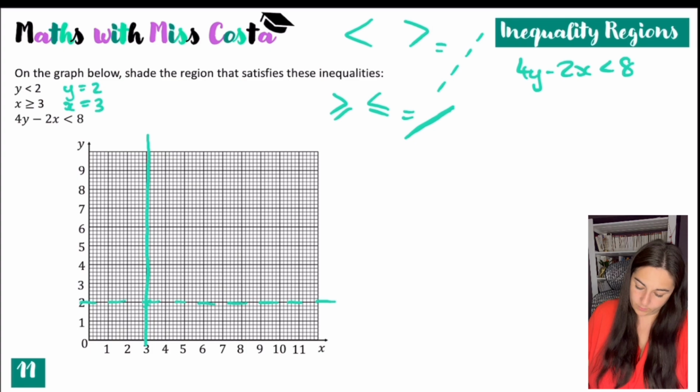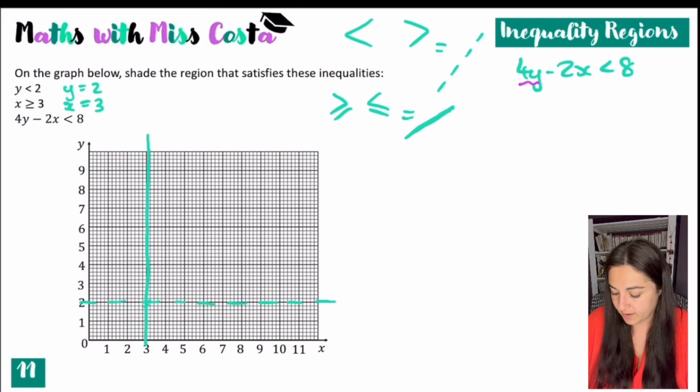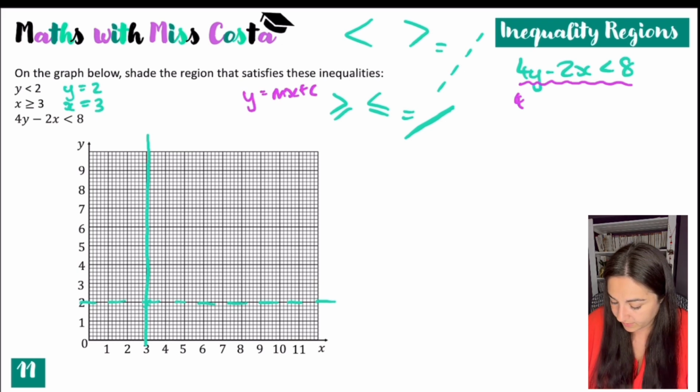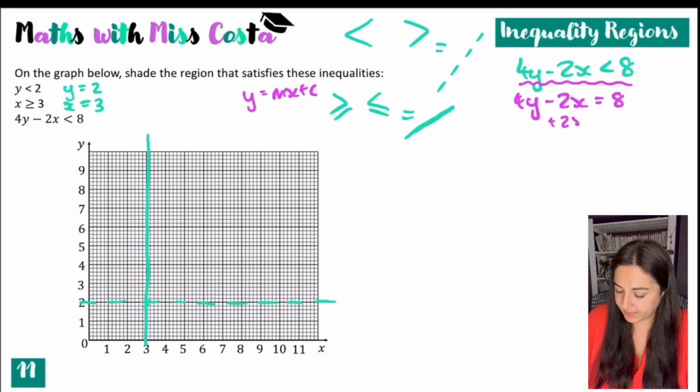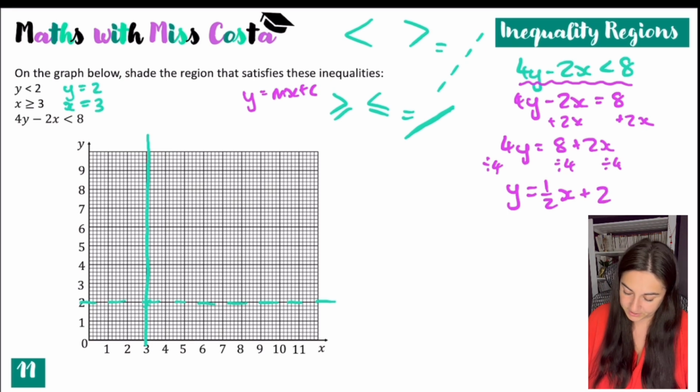And now we have to deal with this inequality over here. First of all, when you're doing something like this, you're going to want to rearrange it in the form y equals mx plus c. So let's imagine it's a straight line. 4y take 2x equals 8. I'd add 2x to both sides, so 4y is 8 plus 2x, or 2x plus 8. And then I'd divide both sides by 4. So y would be 2 divided by 4, which is a half, half x. 8 divided by 4 is 2, so y equals a half x plus 2.